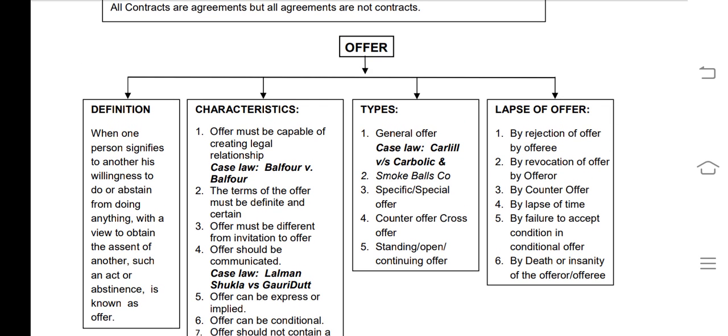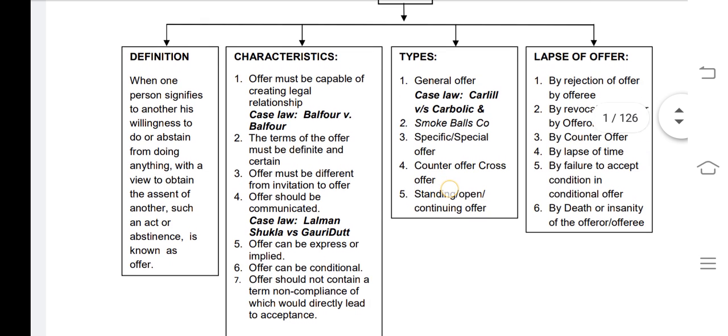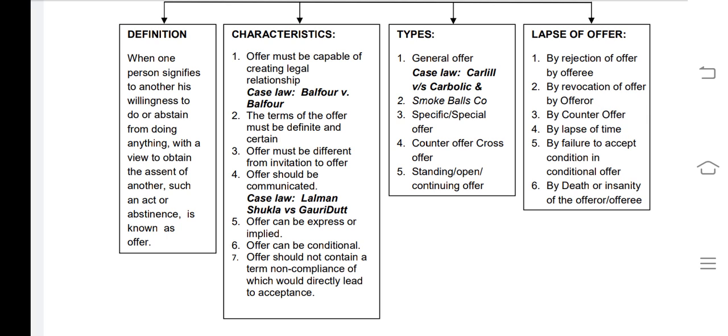Offer is defined in Section 2(a) of the Indian Contract Act 1872. Definition: when one person signifies to another his willingness, meaning इच्छा, to do or abstain from doing anything, कुछ करने को और कुछ नहीं करने को, with a view to obtaining the assent of another. That is, when we signify our willingness to another person with an intention, not as a joke, but with the intention to obtain assent, that is, to take consent on that offer, such an act or abstinence is known as an offer.